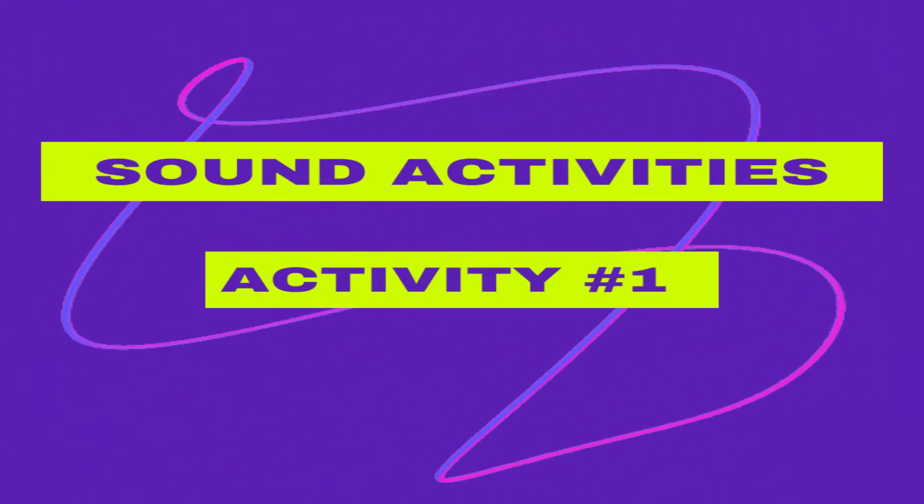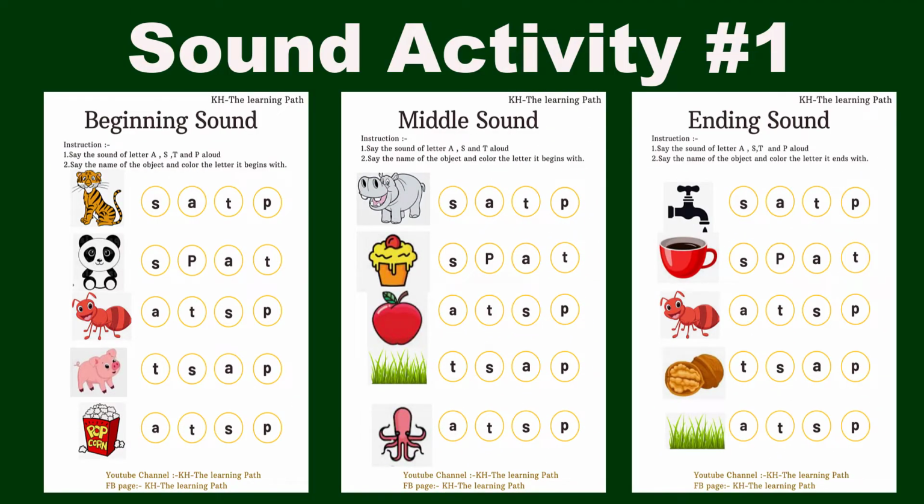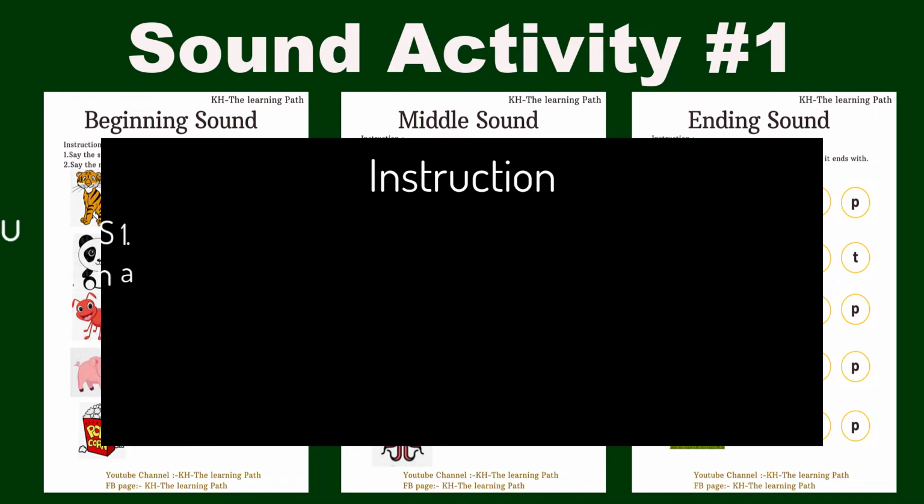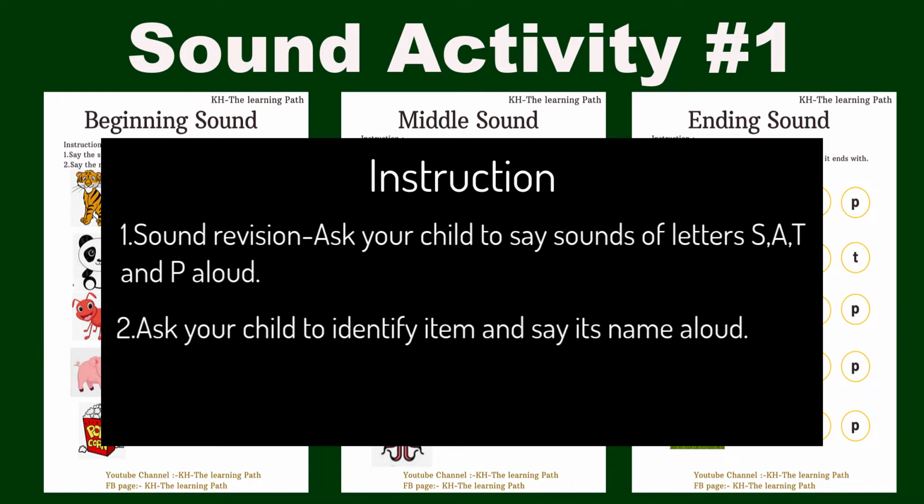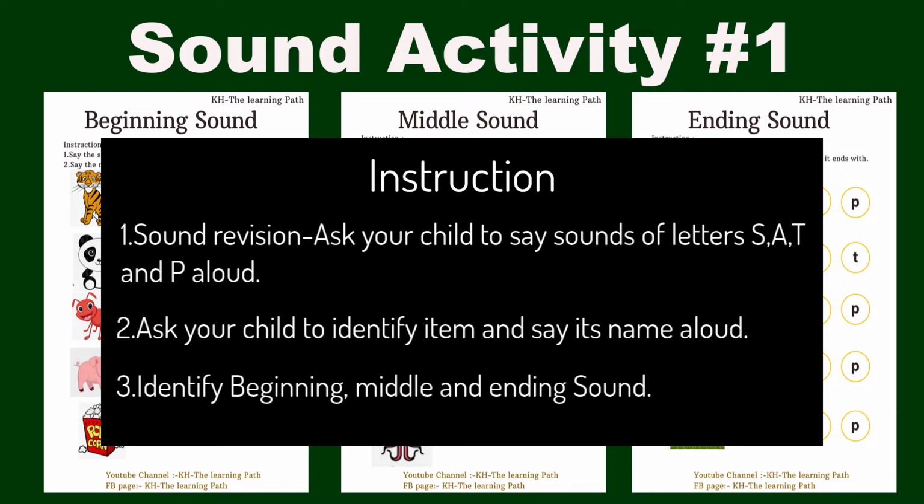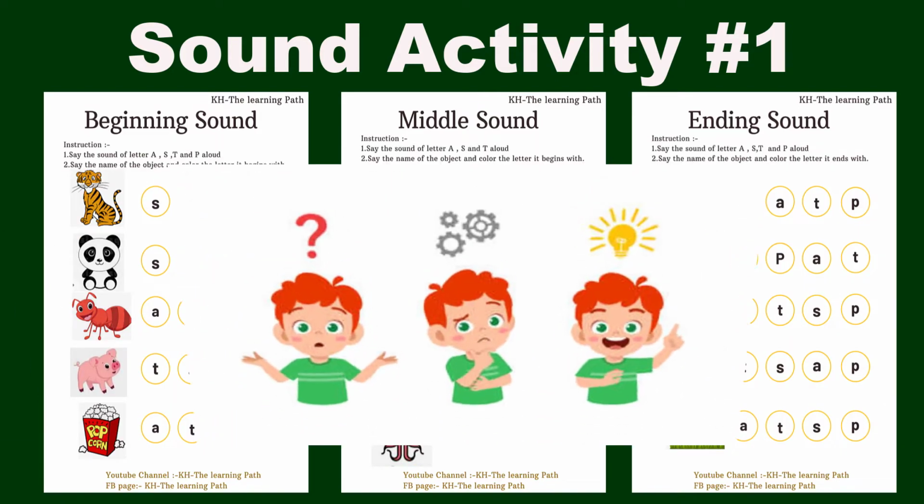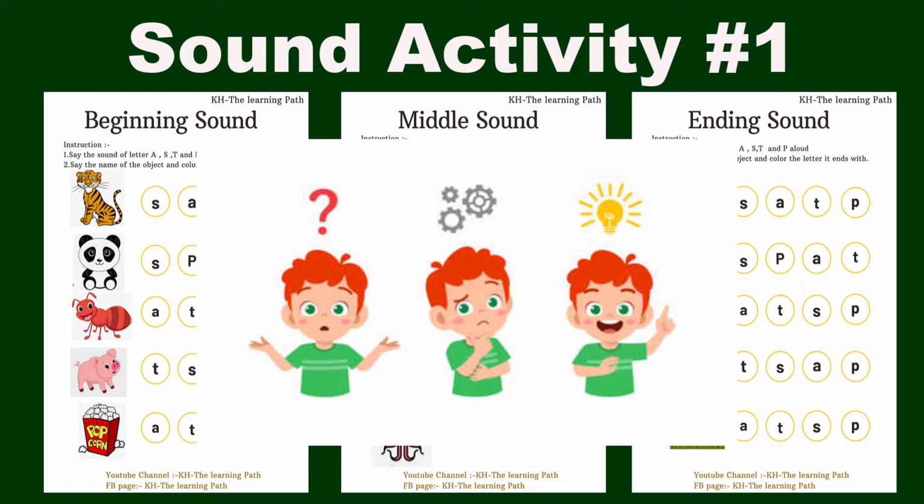Please check. Under sound activities, first activity is identifying beginning, middle and ending sound of a given item. As instructed in this worksheet, first ask your child to say sounds of letters S, A, T and P aloud and then ask them to identify the item and say its name aloud. When they pronounce the word aloud, they will hear sounds in it accurately, which in turn helps them in sound activity. Next, ask your child to identify beginning, middle and ending sound of the item. If your child is struggling to identify the correct sound, instead of correcting them right away, guide them towards the correct answer with the help of tips provided in previous lessons' sound activities.